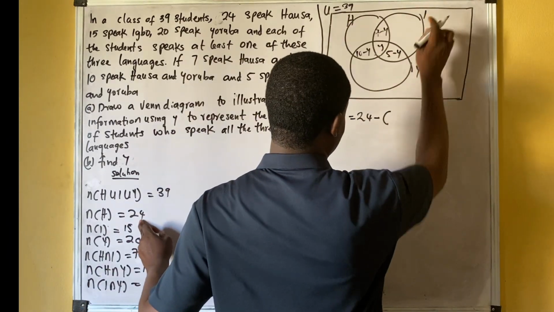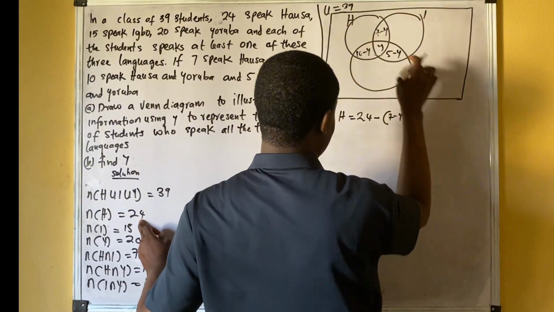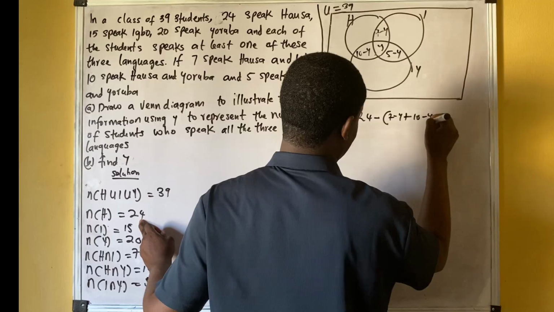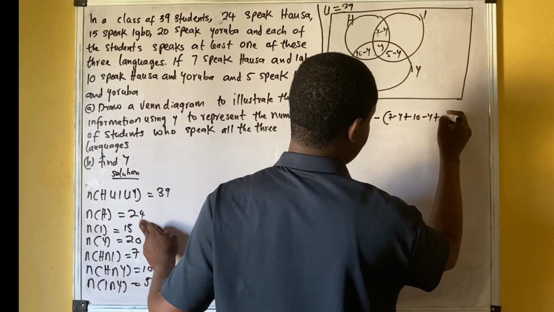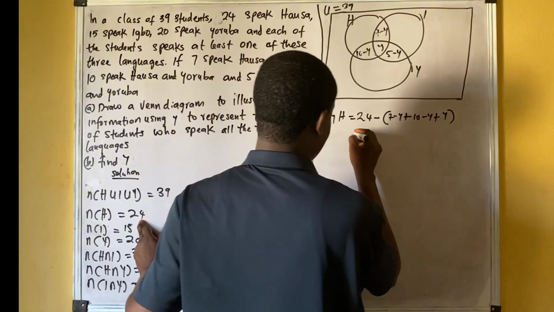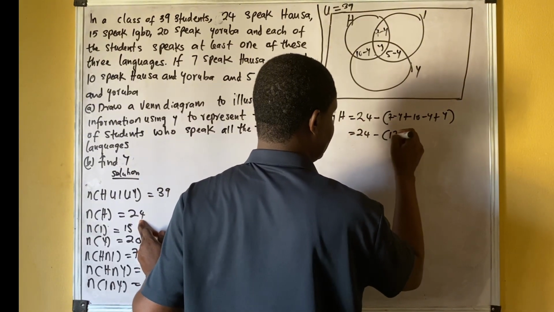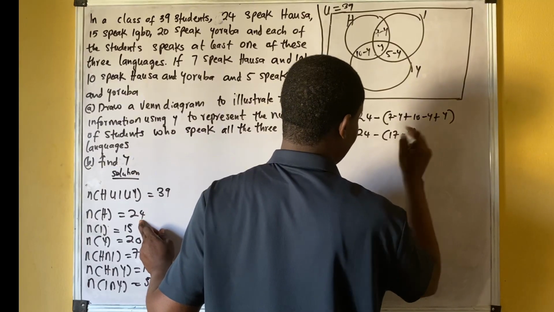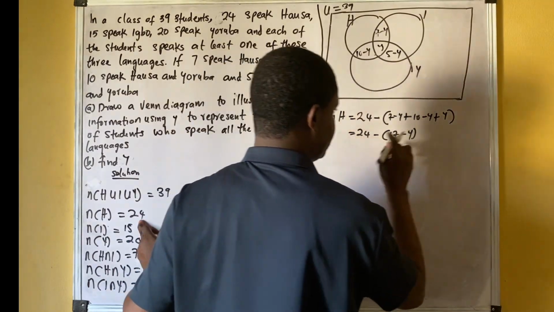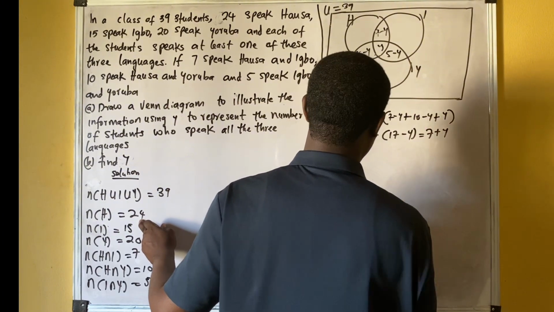So we have Hausa and Igbo, which is 7 minus Y, plus those who speak Hausa and Yoruba, which is 10 minus Y, plus those who speak all the 3 languages, which is Y, okay? So this will give us 24 minus 17, Y plus minus Y plus Y will give us minus Y. So if you work out this, it will give you 7 plus Y, right?